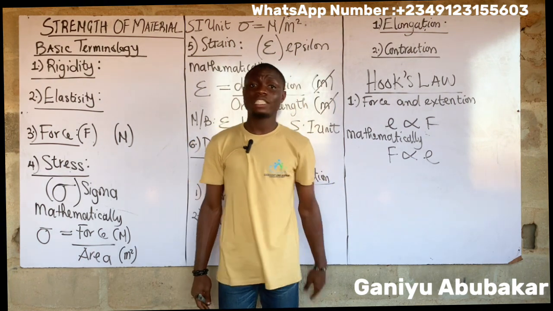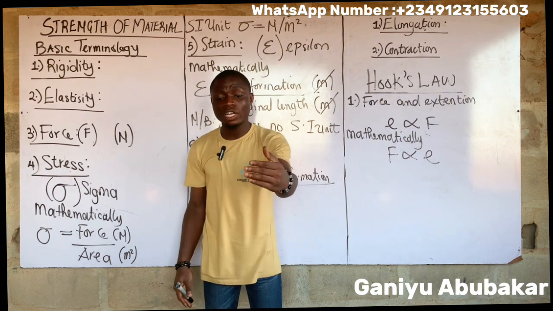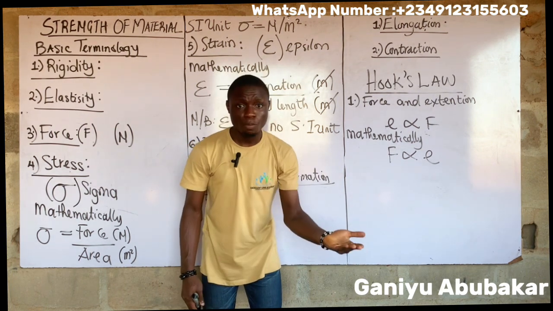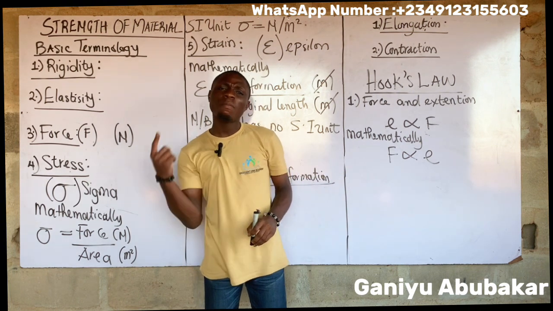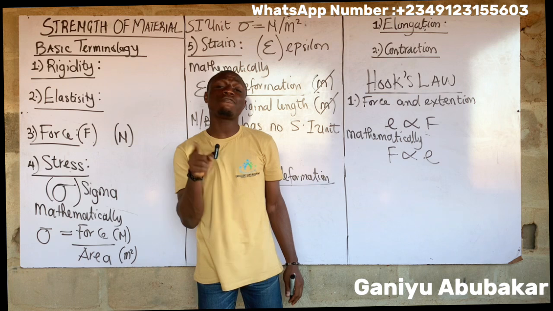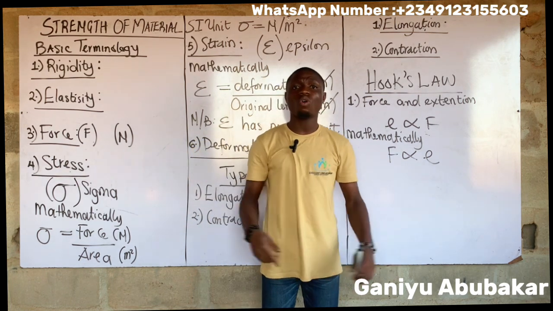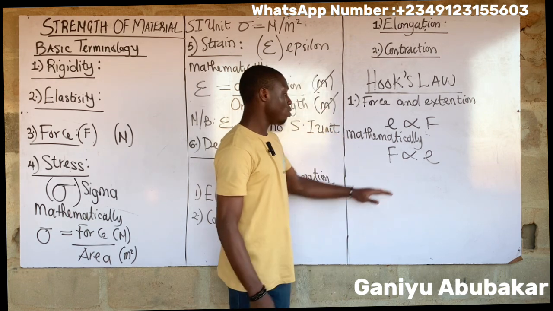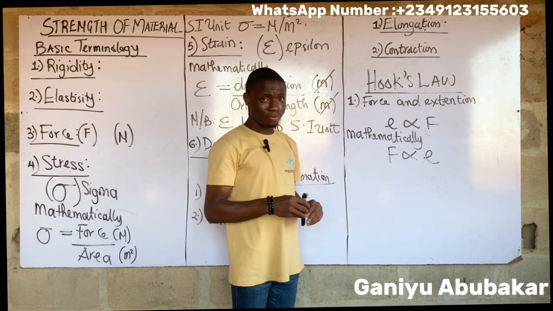Look at my camera looking at me now. Let's say nobody's beside the camera now, and the camera starts walking towards me. I'll have to run away, because there's no force applied to the camera. So the camera has to be what? There should be a force that must be applied before an extension can occur. This becomes the mathematical expression for Hooke's law.